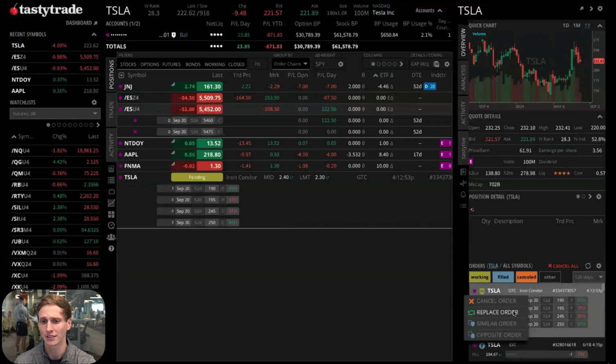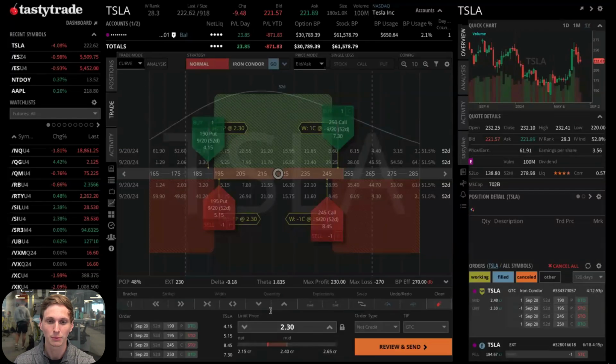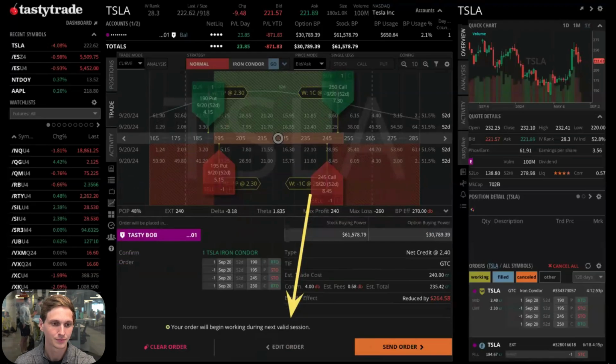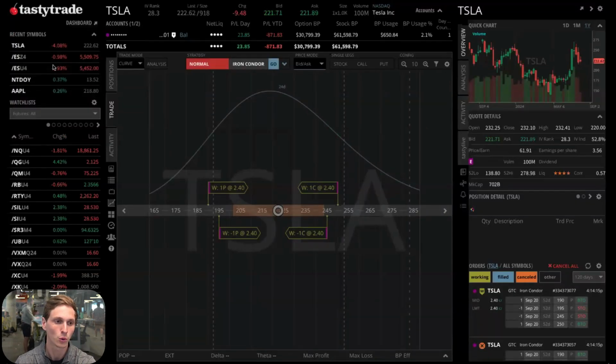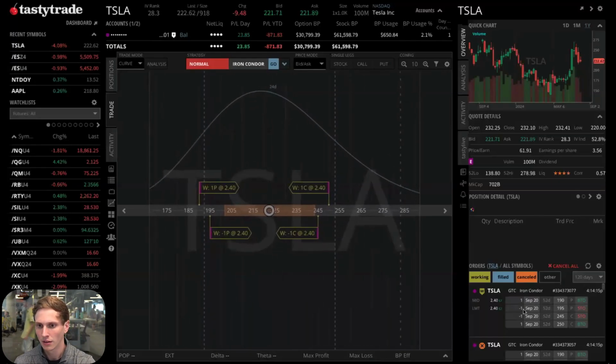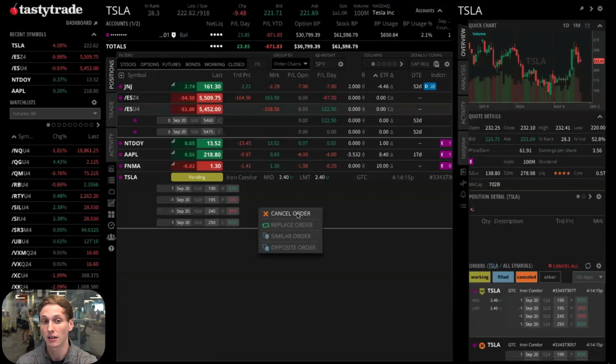If you right click on Tesla and go to replace, that's going to pull up a replacement order where we're taken back to our trade screen. And maybe we want to bump it up to the mid price of 240. We could type in 240 in our order ticket at the bottom, go to review and send off that order. And now we've canceled our order at 230 and we're working an order at 240. Nice. And then also, for example, if you wanted to cancel this order at any point, you can right click on either of these and click on cancel.